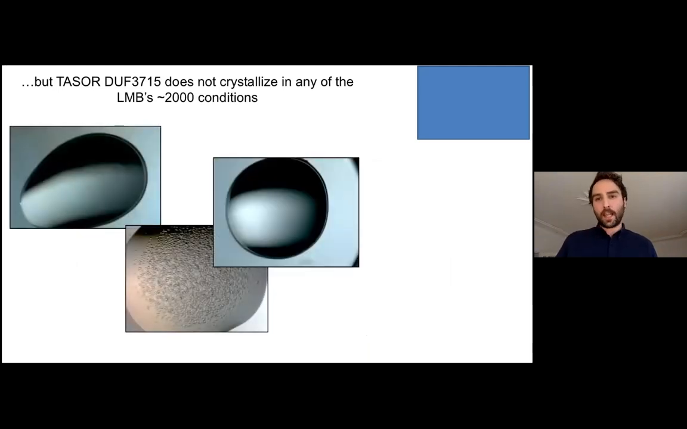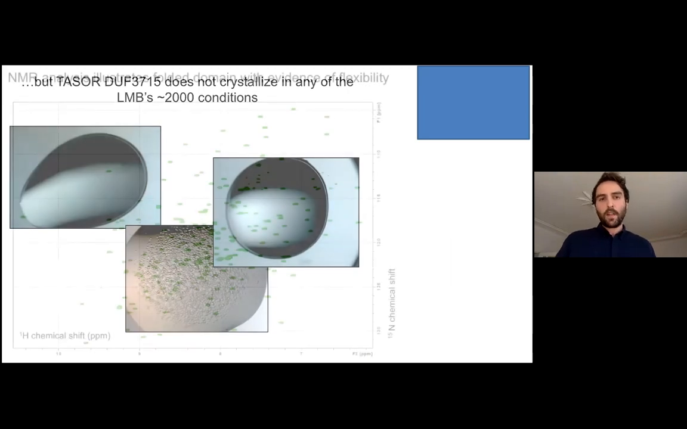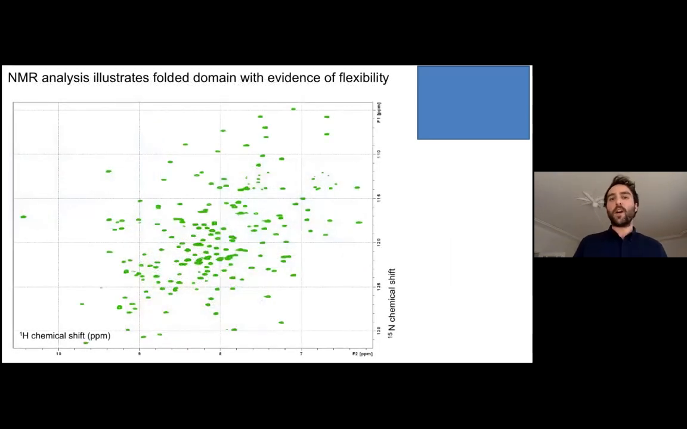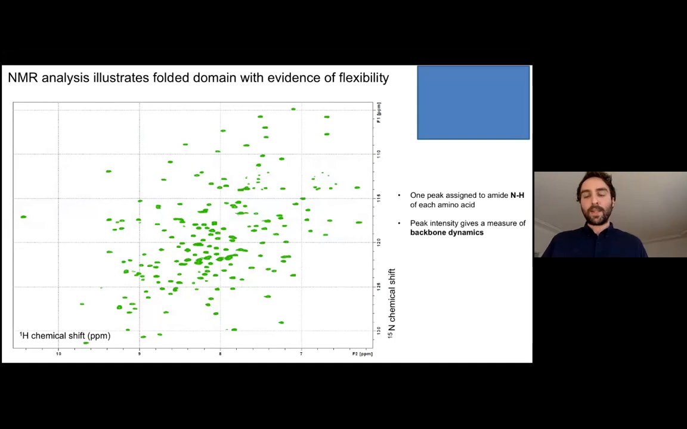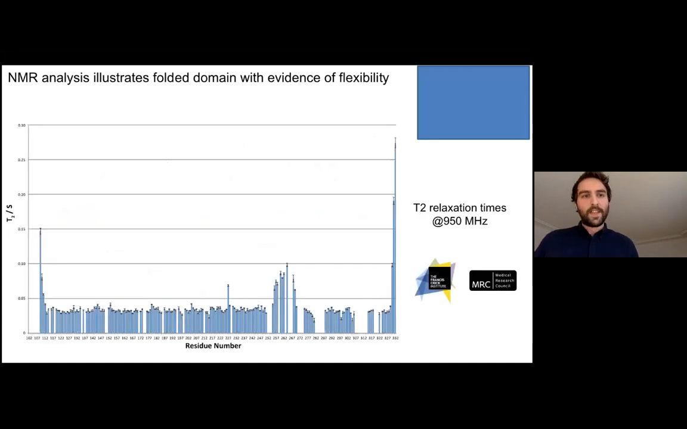Unfortunately, this domain of unknown function did not crystallize in any of more than 2,000 conditions that we tested at the LMB. So we turned to NMR, which illustrated a folded domain, but with evidence of flexibility. If you're not familiar with an NMR HSQC spectrum, each peak is assigned to one residue in the protein, and the peak position and also intensity gives a measure of its chemical environment, but also its dynamics. And this analysis illustrated that we had a pronounced loop region which had high levels of disorder right in the middle of the domain.